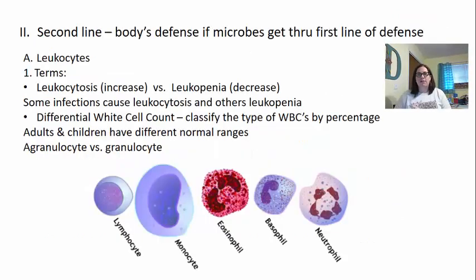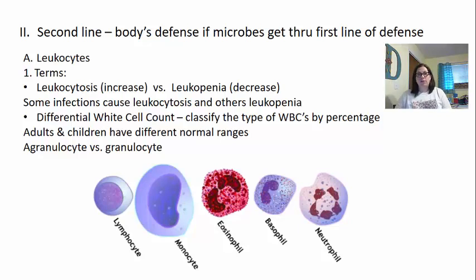Now, the second line of defense is your body's defenses that are going to happen after the first line has not worked. Okay, so they've gotten past your first line of defense of either the physical or chemical barriers. Now your second line has to pick up the slack and potentially try to get rid of it. This is the body defenses if the microbes get through that first line.